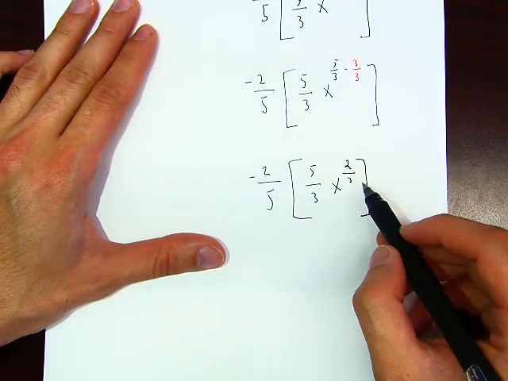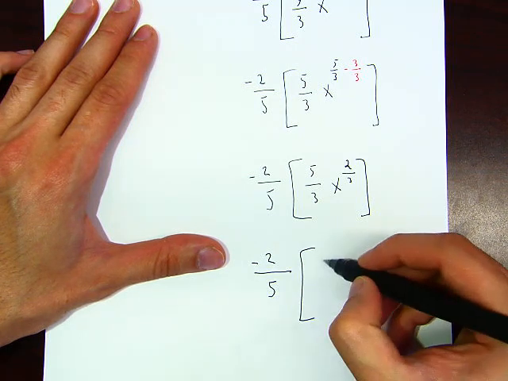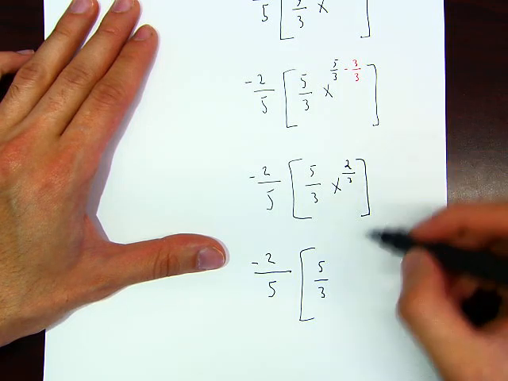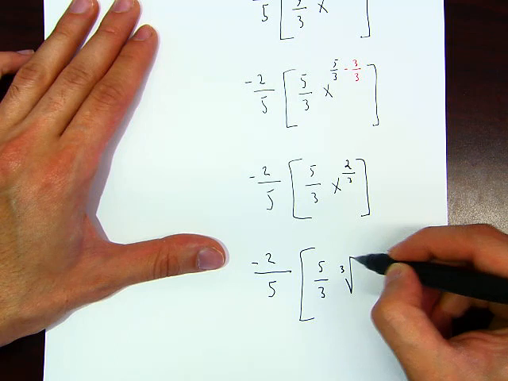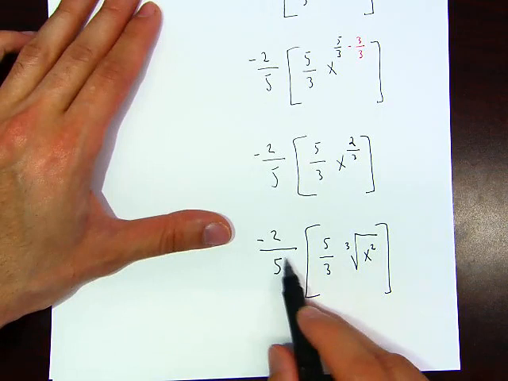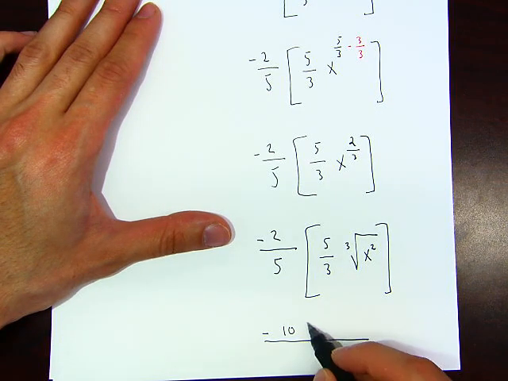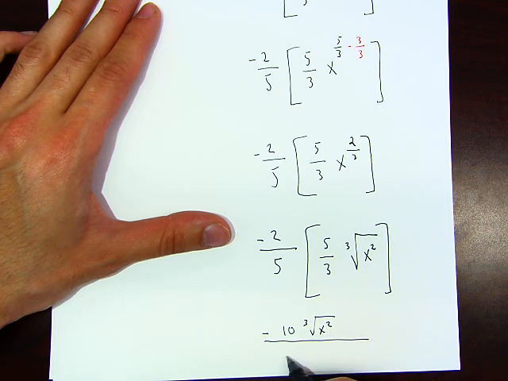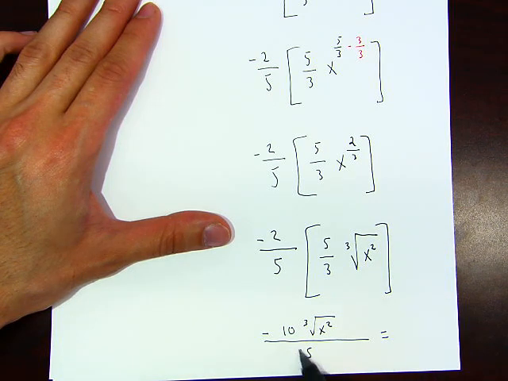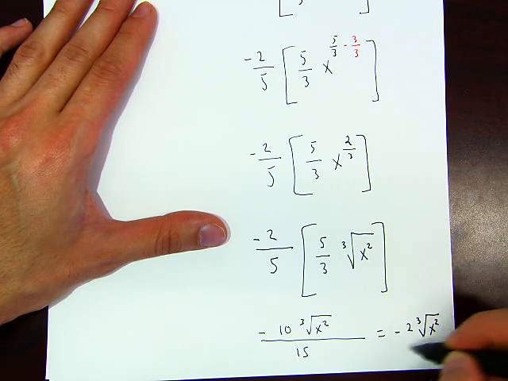Then what happens here is this becomes negative 2 over 5, 5 over 3, and then this x to the 2 over 3, what does it become? It becomes the cubic root of x squared, okay? And then what do we need to do? We just need to multiply this, and this becomes negative 10 times the cubic root of x squared over 15. And then what can you do here? You can simplify this fraction if you want, and it becomes negative 2 cubic root of x squared over 5.